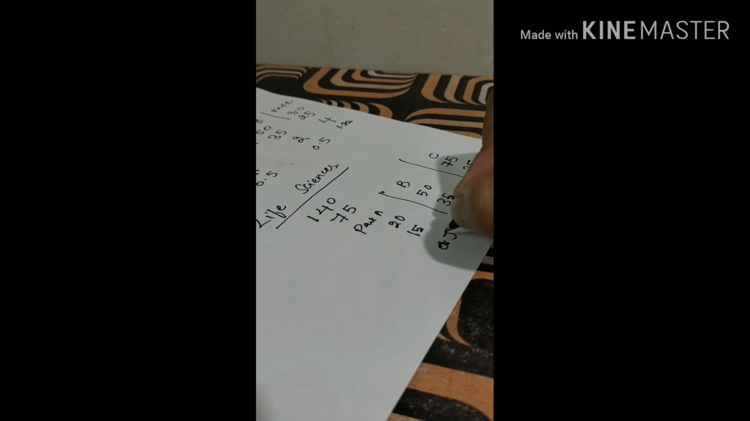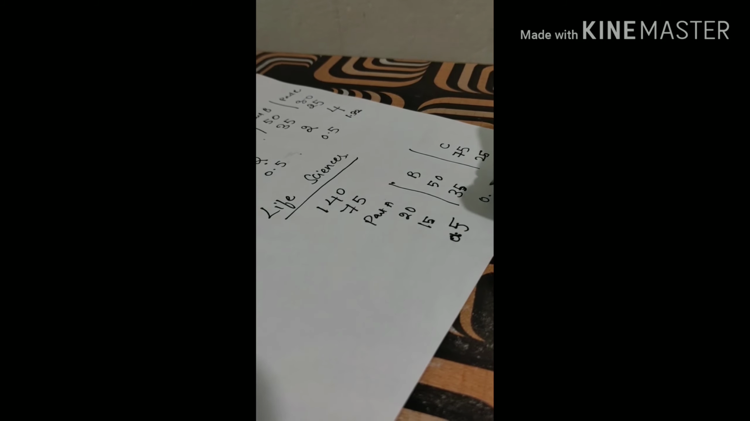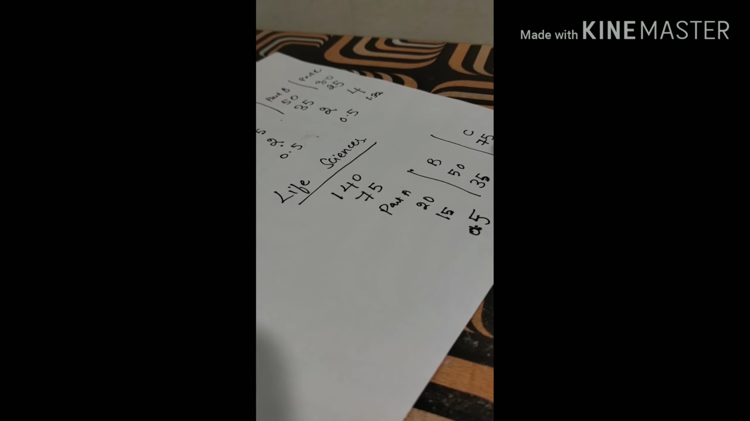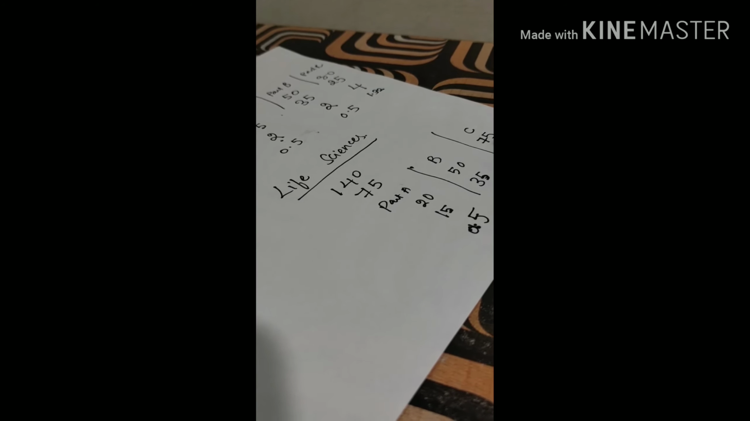And in Part C, it is 25. And for the wrong answer, 0.5 marks will be deducted in Parts A and B. And in Part C, 1 mark will be deducted. It is like 25% of the mark will be deducted.